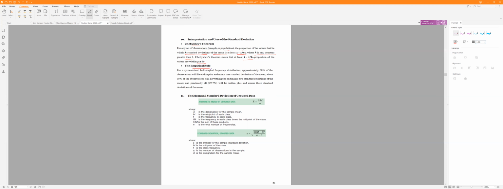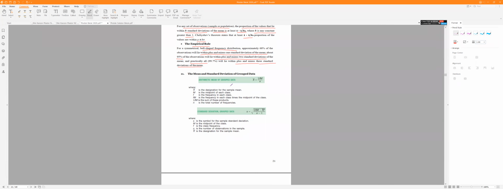So it's the empirical rule. For some bell-shaped frequency distribution, 68% will lie within plus 1 and minus 1 standard deviation of the mean, and about 95% of observations will lie within plus 2 and minus 2 SD of the mean. And practically all lie within plus and minus 3 standard deviations of the mean, with about 0.3% left out. So remember this, it'll make your life easier, trust me.